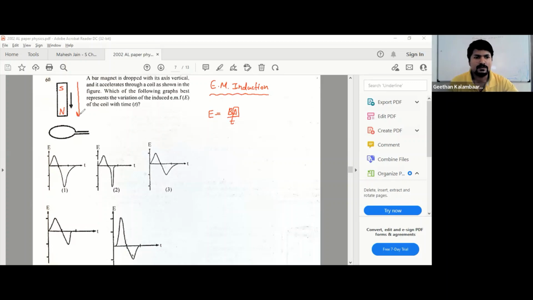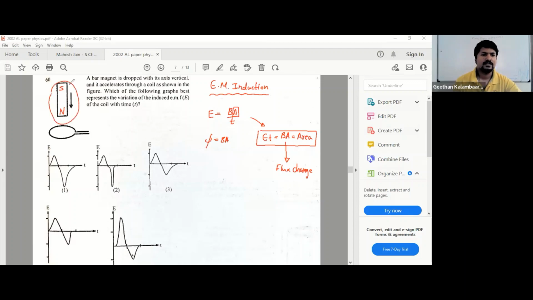So when the bar magnet comes down, there is a change of flux. You know what flux is? BA, right? There's a change of flux. So if you get the area of this EMF and time graph, the ET graph, what do you get? It's BA. So the area of this graph gives you BA. That's the flux change. BA will be the flux change, the flux difference.